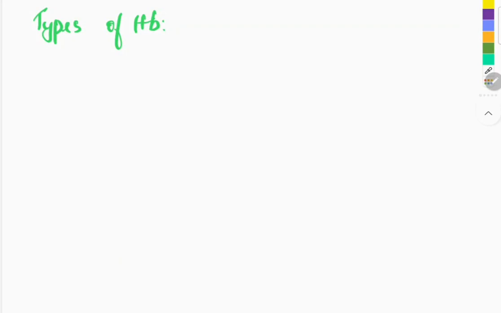Everybody, so today let us talk about two major diseases. One is sickle cell anemia and the other one is thalassemia. Okay, very important topics. First, what are the types of hemoglobin that all of us have?